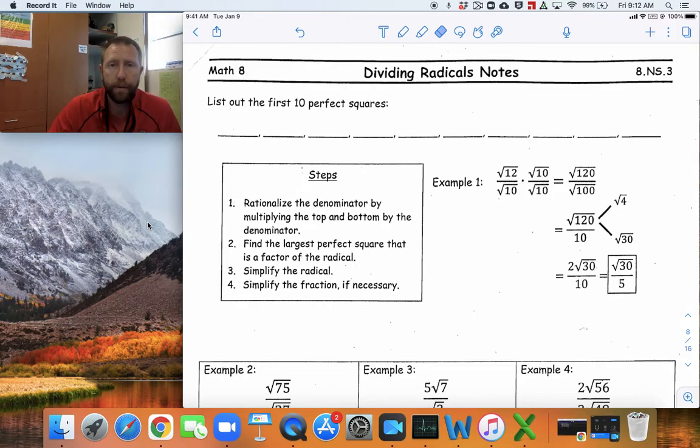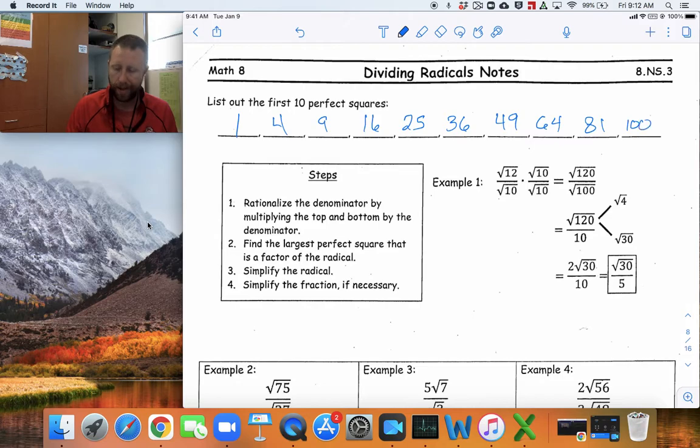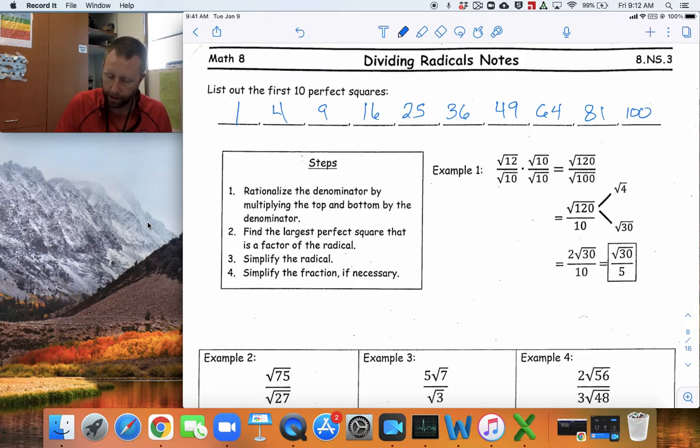List out the first 10 perfect squares, and you know how I am, I'm going to do the first 15. So I'm going to do 1, 4, 9, 16, 25, 36, 49, 64, 81, 100, and then down the side I'll do the next 5. So 121, 144, 169, 196, and 225. I just like having all of those listed out. It just helps simplify things a little bit.